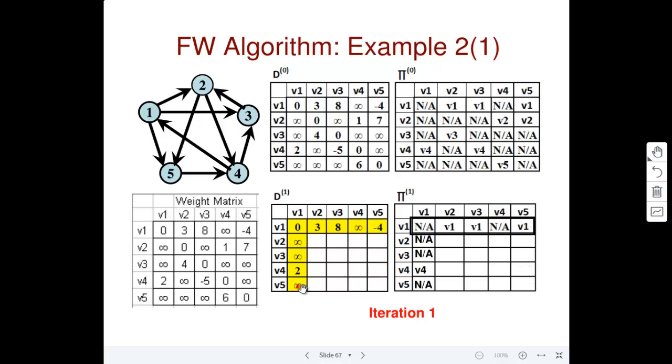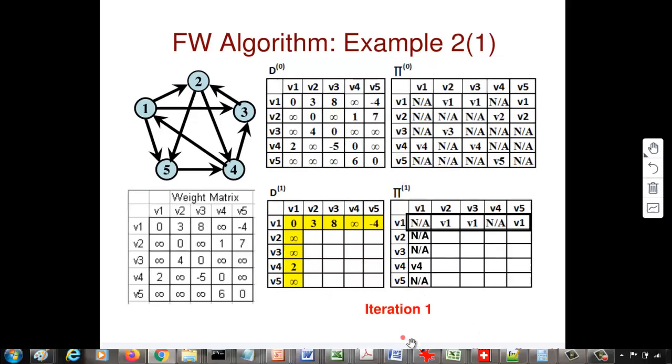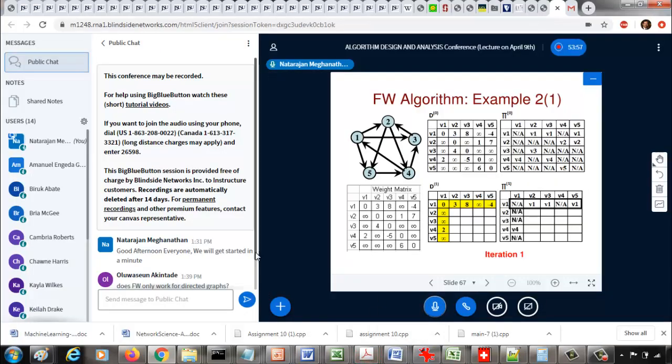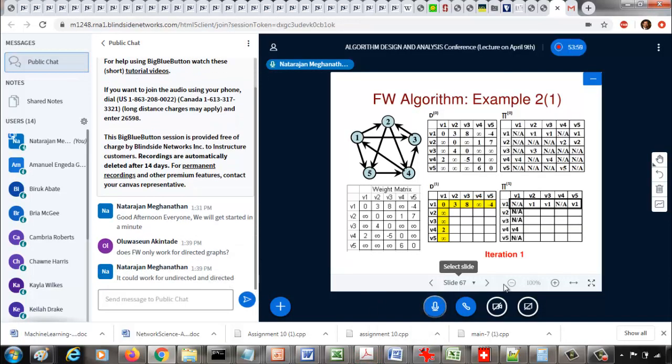Okay. Now for this cell, it's easy to see that the row entry is infinity here. So we are going to add everything with infinity. That's not going to change any of these. So we can write down infinity, infinity, 6 and 0 as the values and the corresponding predecessor entries. Okay. So I hope this is clear how to go through this example.